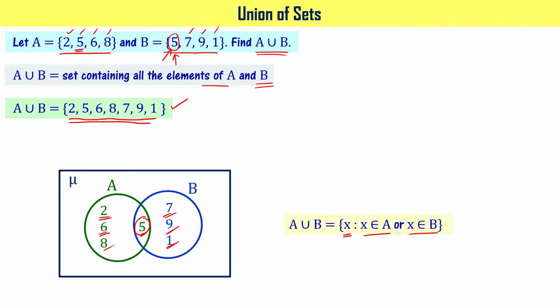Okay, when you say X belongs to A, then X can be having numbers like 2, 5, 6 and 8, right? Or X belongs to B, when you say, you will be having 5, 7, 9 and 1. But when you are writing roster form, you don't want to duplicate. That's why this 5 is not included second time. So you got roster form like this, and Venn diagram is shown like this, and set builder form for A union B can be written like this. A union B is a set of elements X such that X belongs to A or X belongs to B. Okay. Understood?